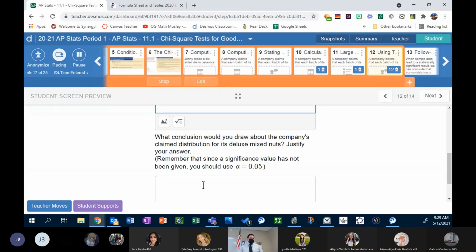That's fine to say. On the AP exam, you want to be as specific as possible when you write your conclusion. You're going to feel like you're being redundant. You're going to be saying the company's claim that the distribution of the types of nuts in there. It seems ridiculous, but you're giving exact information about your context, and they want that in this scenario. So, awesome. Any questions? Anything to clarify on that?